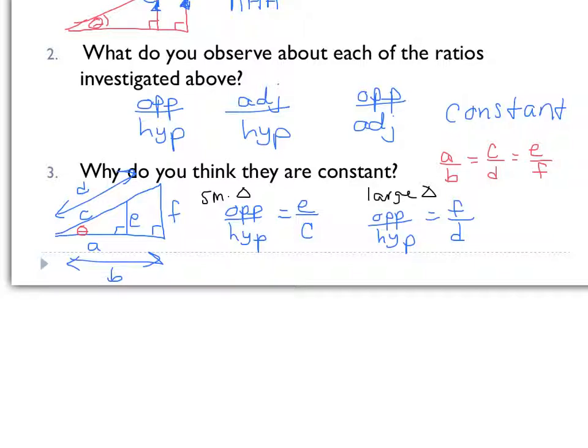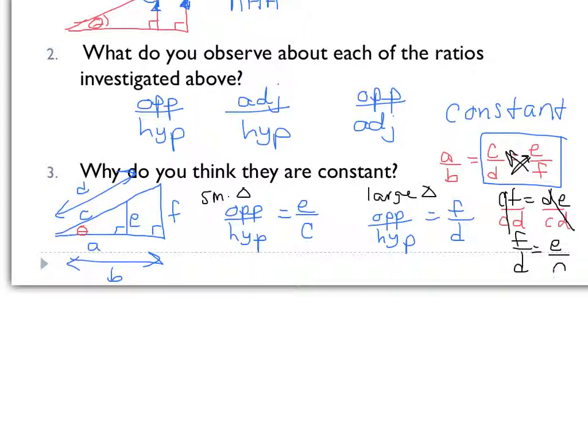And the reason for that comes straight out of this proportion here. So if I cross multiply here, then CF equals DE. And if I divide both sides here by CD, which I can do, I can divide by anything I want as long as I do it to the other side, then my C's cancel and my D's cancel. So I end up with F over D equals E over C. And that's exactly what we observed in our measurements.